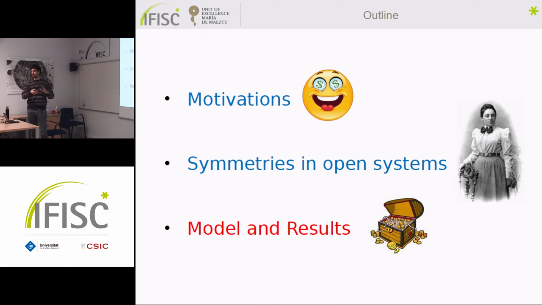all this is quite mathematical, so I don't usually like it, but I will need to use some mathematics in the talk. The first two parts, motivation and symmetries in open systems, I think can be understandable for somebody who has a background in physics. The last part about the model and results is maybe a bit more for people in open quantum systems, but okay, it's a talk, so you can just ask during the talk if you have any doubts, okay?